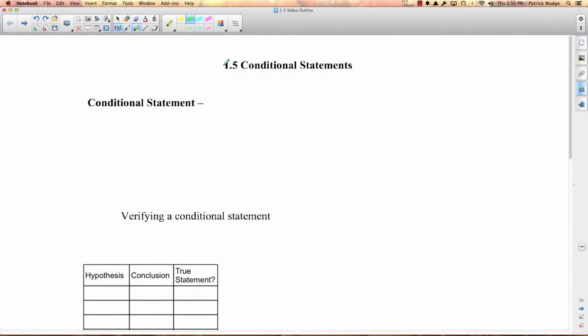Okay, the last section in this chapter, besides the review, is 1.5 Unconditional Statements. Now, good news and bad news about this section. The good news is that the video is short.